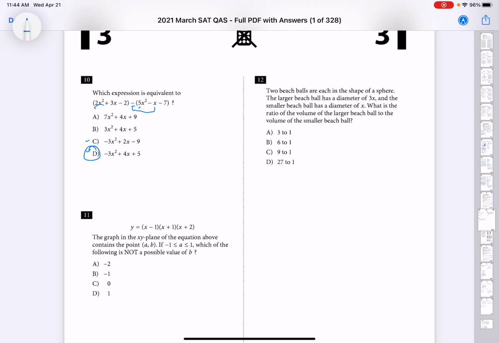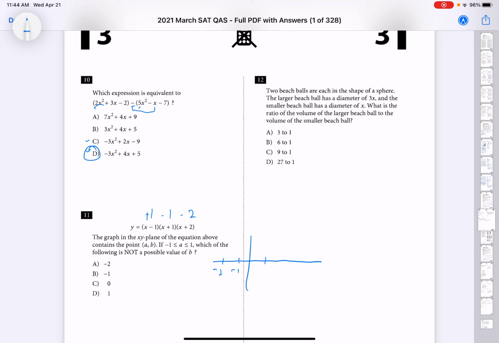11, the graph in the xy plane of the equation above contains the point A comma B. If negative 1 is less than or equal to A, which is less than or equal to 1, which of the following is not a possible value of B? Okay, so for number 11, let's see if we can visualize this. So this gives us the roots. The roots are going to be negative 2, negative 1, and a positive 1.